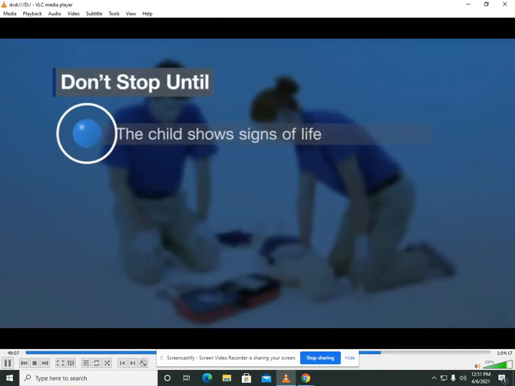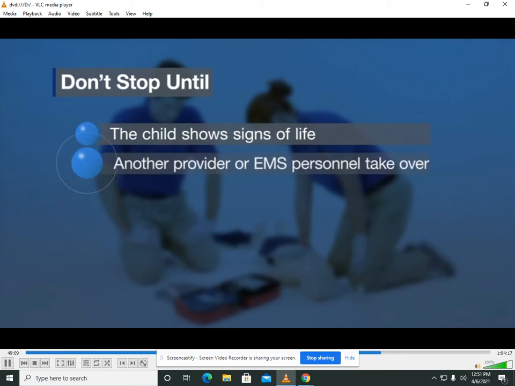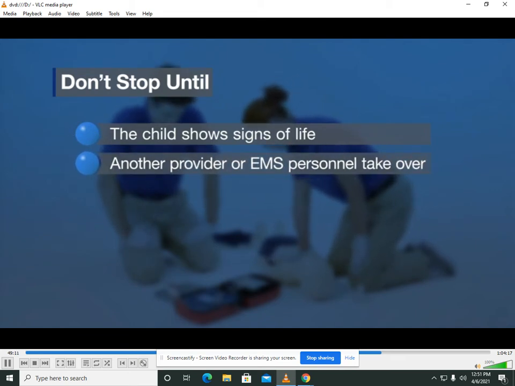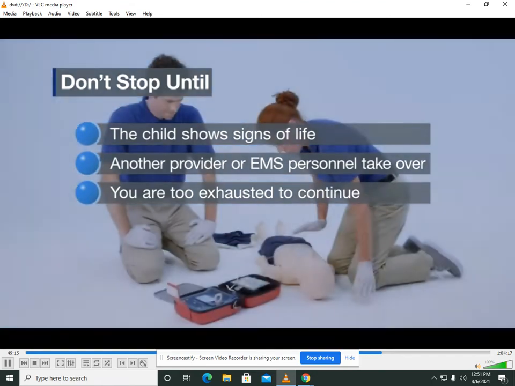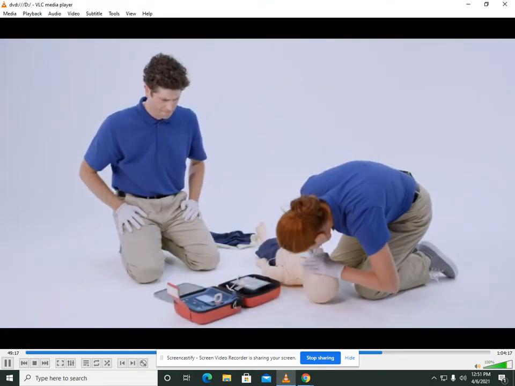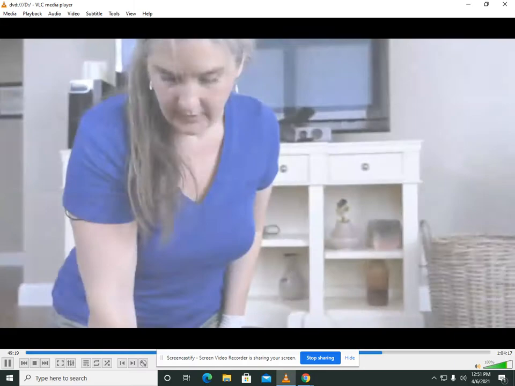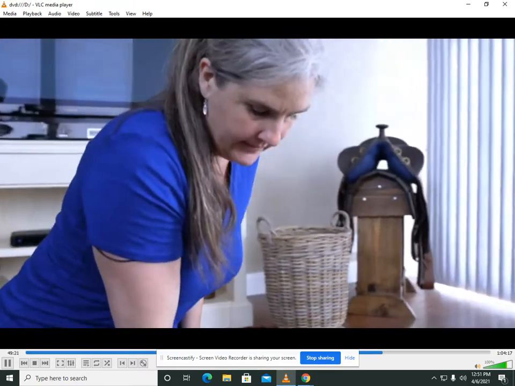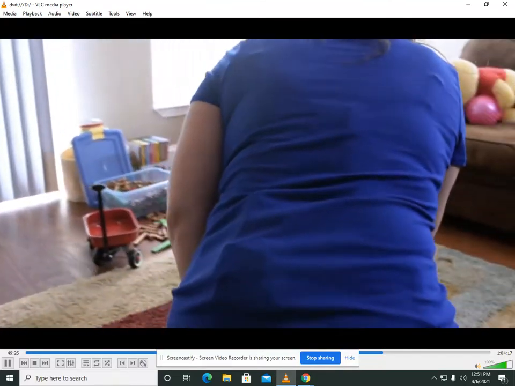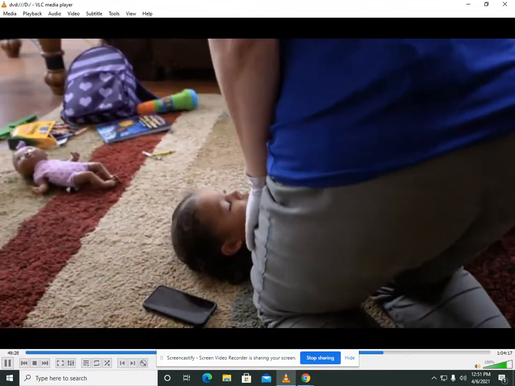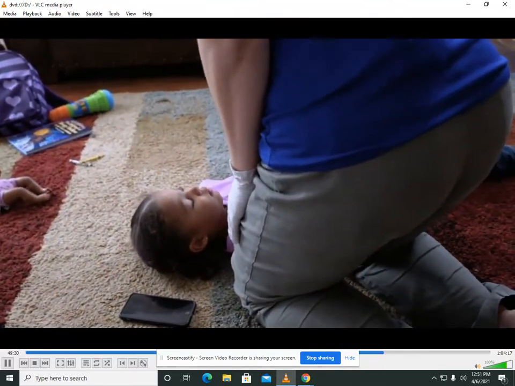Don't stop until the child shows signs of life, another provider or EMS personnel take over, or you are too exhausted to continue. Do the best you can. A child in cardiac arrest will not survive without help. Nothing you can do can make the outcome worse.